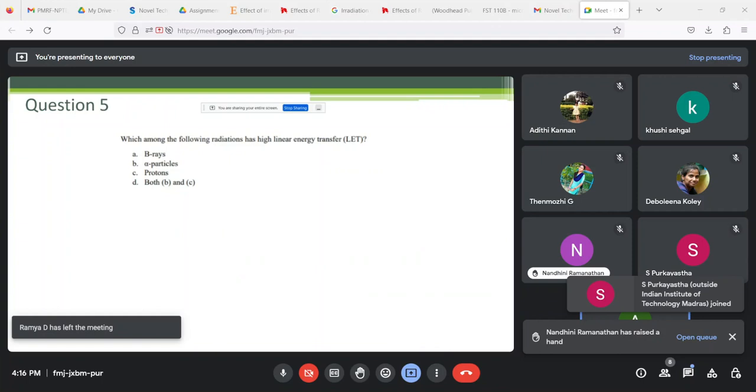Moving to question 5. Which among the following radiations has high linear energy transfer? A. Beta rays, B. Alpha particles, C. Protons, D. Both B and C, that is, alpha particles and protons. Before we go in, do you guys know what is a linear energy transfer?